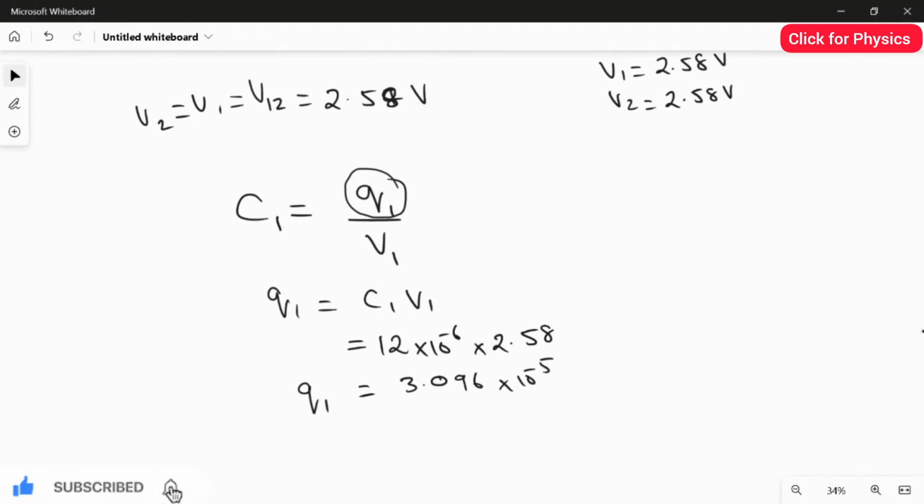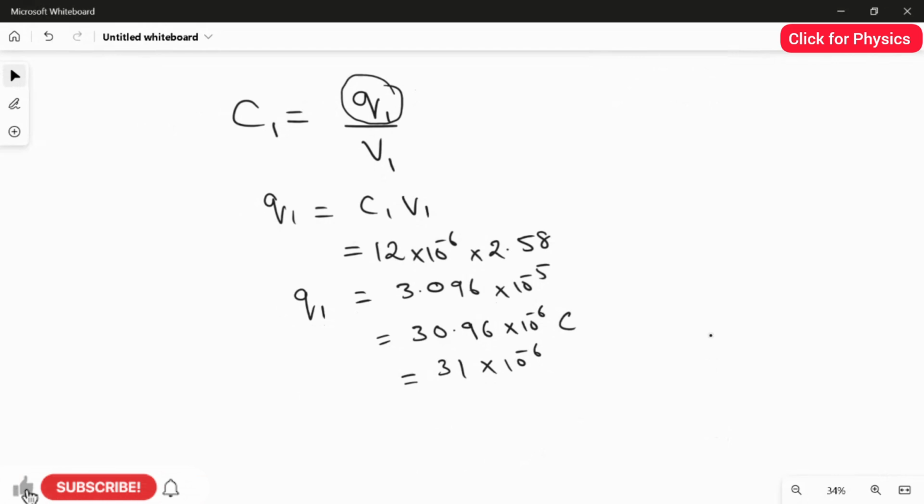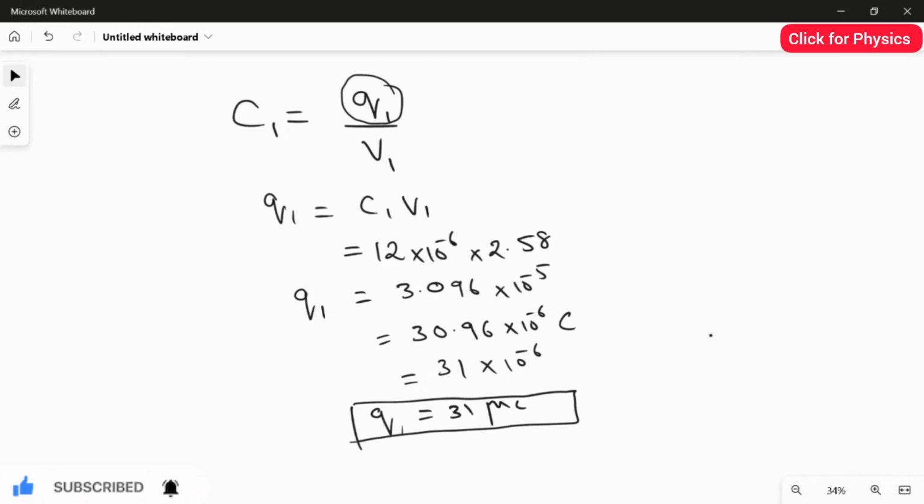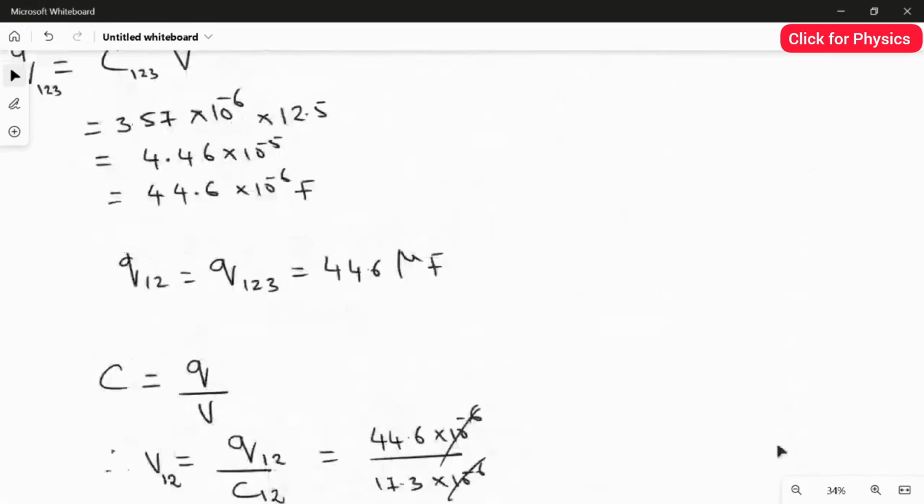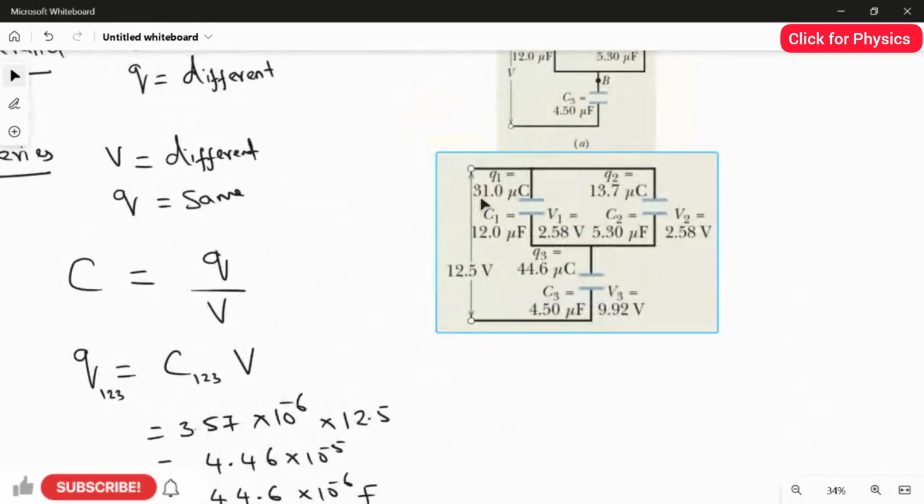Better, we write the charge in terms of micro. So how can I write it? I can write 30.96 times 10 to the power of minus 6 coulomb, but we can round the value of the charge. I can just write this as 31 multiplied by 10 to the power minus 6. I simply rounded the number. So 31 times 10 to the power minus 6 is nothing but 31 microcoulomb. So what is the answer for Q1? Q1 is 31 microcoulomb. Let's cross-check our answer. What is the value given for Q1? Yes, perfect. Q1 is exactly 31 microcoulomb.